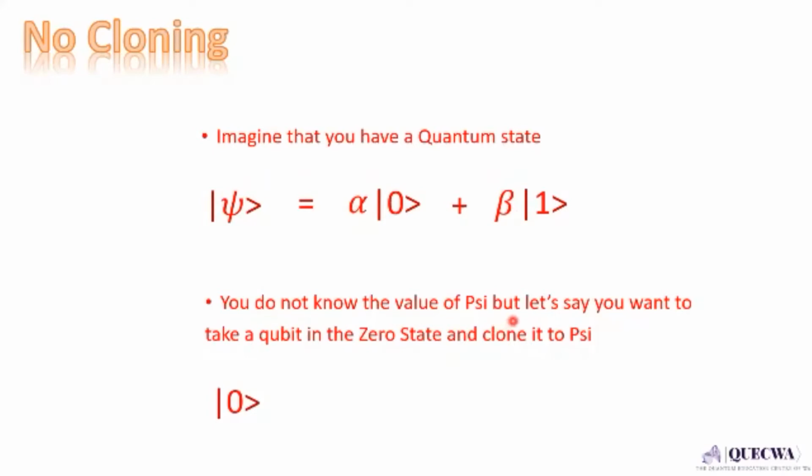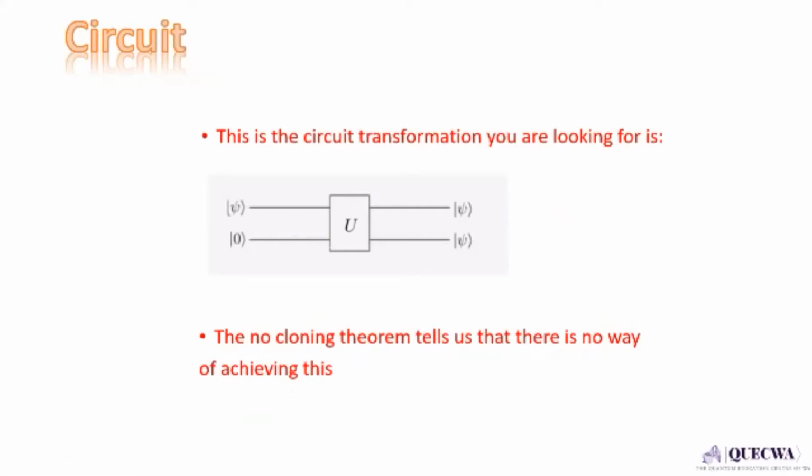Now, we don't know the value of psi, but let's say you want to take a qubit in the 0 state and clone it to psi. And this is what we're saying we can't do. You cannot do it. Okay. This is the circuit transformation that we're looking for. So we're going to get psi, and on the first qubit will be psi, and on the second qubit will be collapsed to a 0 state. And what we want to come out of that are 2 psis, so that we've basically cloned psi onto this 0 state.